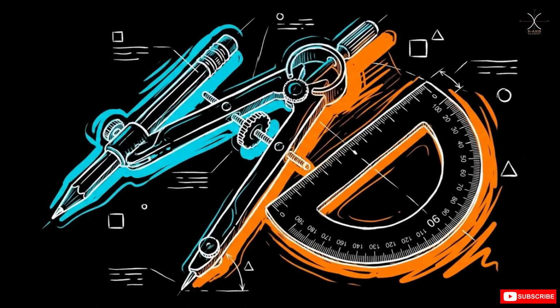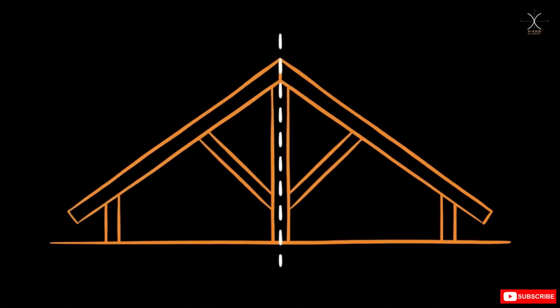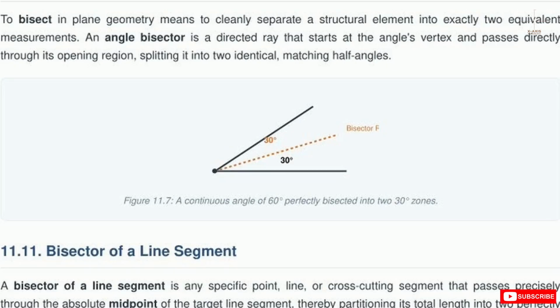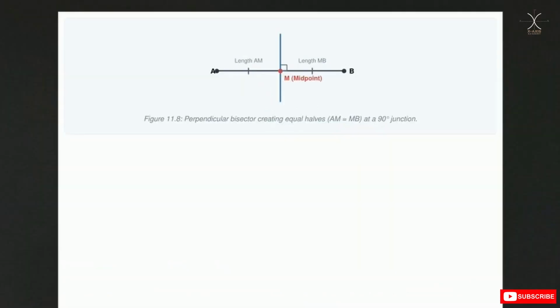Sometimes in practical geometry, you need to divide a structural element perfectly down the middle. Imagine building a roof truss with a 60-degree peak and needing to drop a support beam exactly through the center. This introduces the concept of an angle bisector. To bisect means cleanly separating a measurement into exactly 2 identical halves. It's a ray starting at the vertex, passing directly through the opening, mathematically splitting this continuous 60-degree angle into 2 equal 30-degree zones. This applies to line segments too.